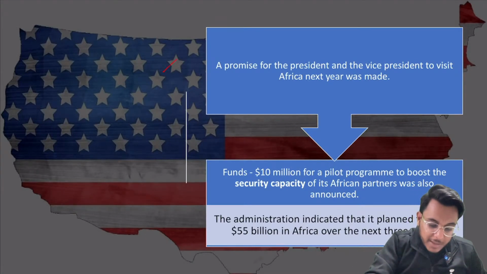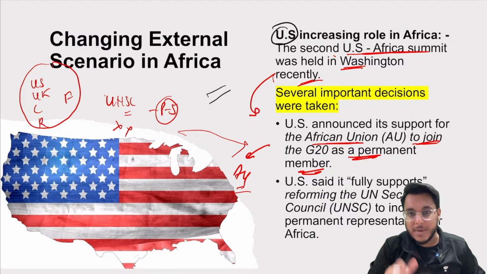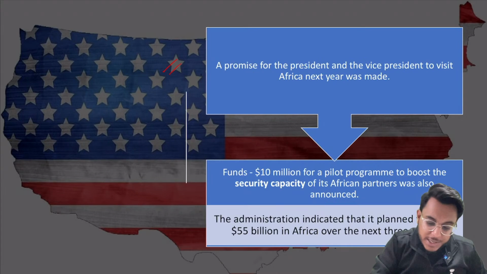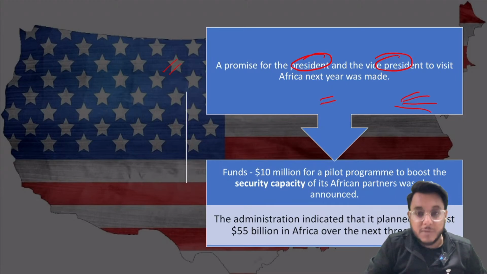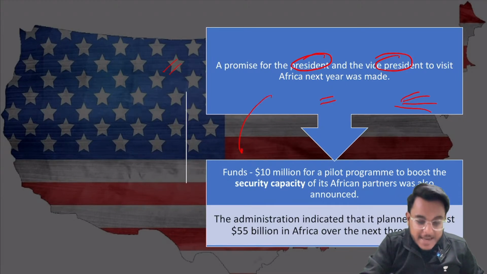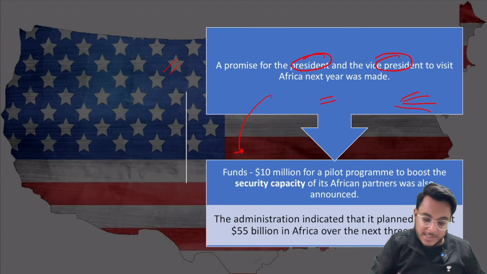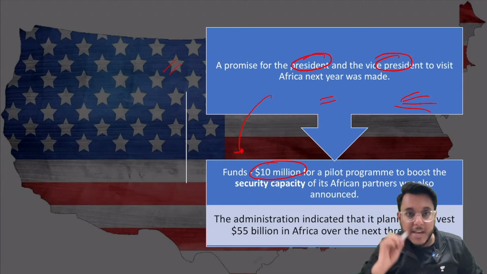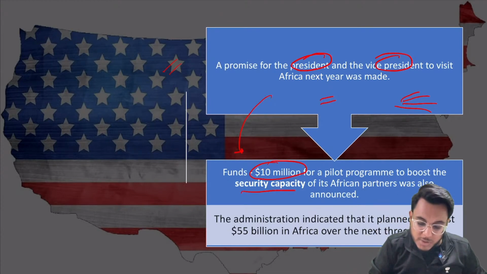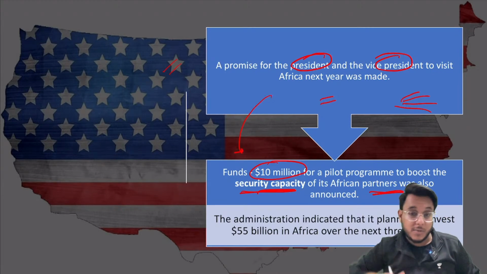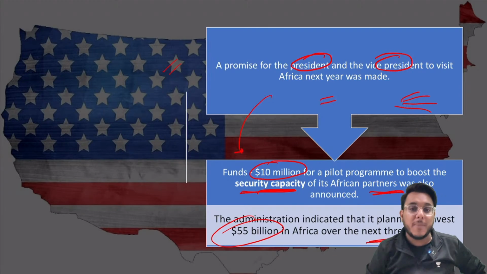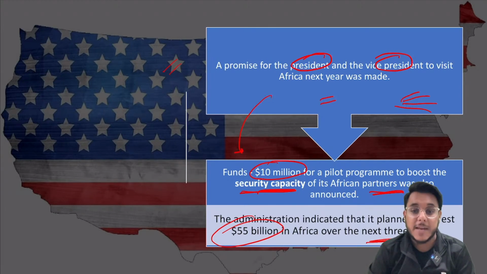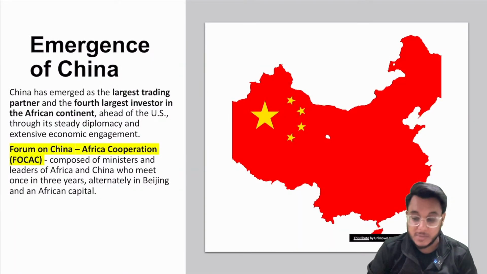Moreover, in this recent second US Africa summit that happened, the US also promised that next year the president and vice president of the US will visit Africa. So this is something which further shows the deepening of relations. Moreover, funding assistance is also being given by the US to Africa. For example, it has been announced that $10 million will be given by the US to Africa for a program to boost the security capacity of African countries. Okay, moreover, it has been provided by USA that over the next 3 years, $55 billion will be invested in Africa for their capacity building, for their capacity enhancement. This is something that is being provided.